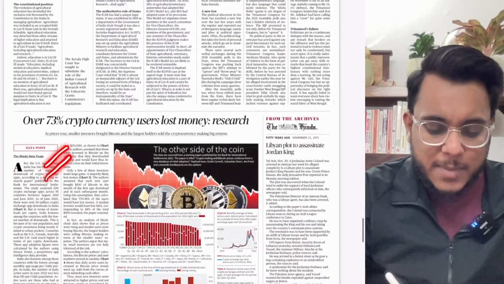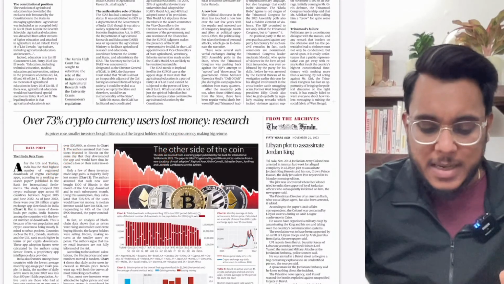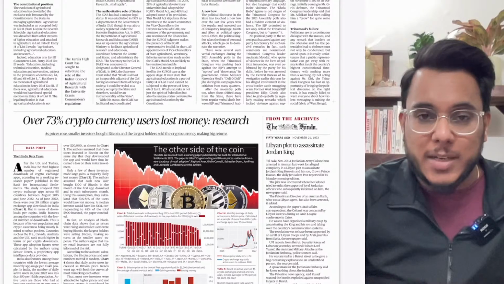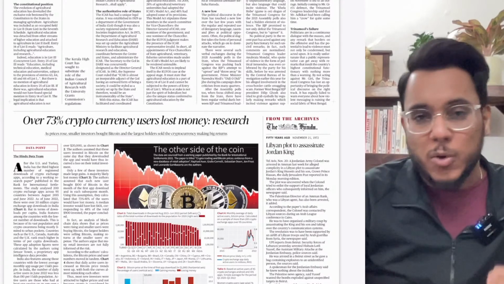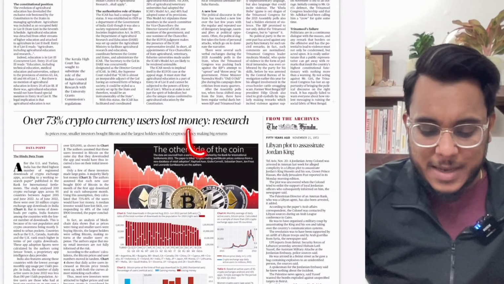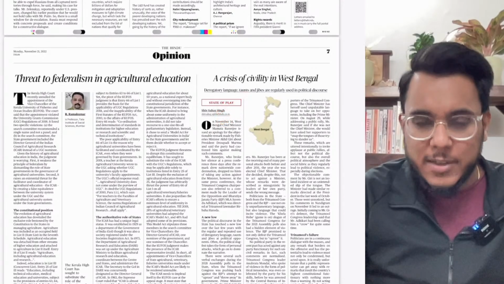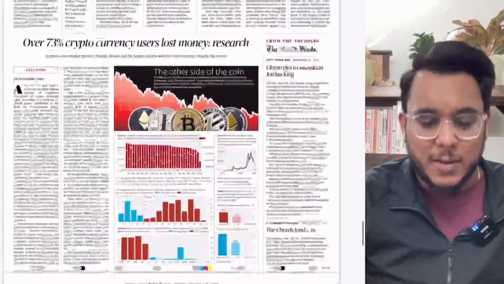Then over 73% cryptocurrency users lost money. Now guys, we see this particular thing from the last few months. The cryptocurrencies, Ethereum, Bitcoin, they are going down. So in that particular capacity, the article is talking about it, but with respect to the exam, much substance is not there. A crisis of civility in West Bengal, political article, not relevant for the exam.